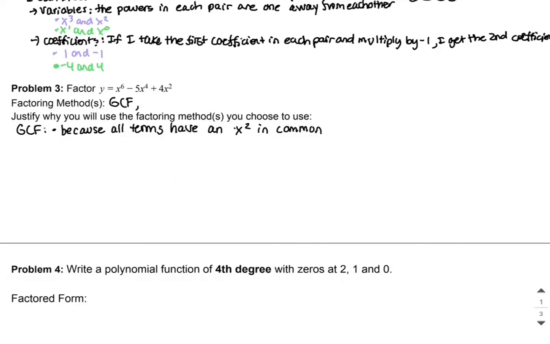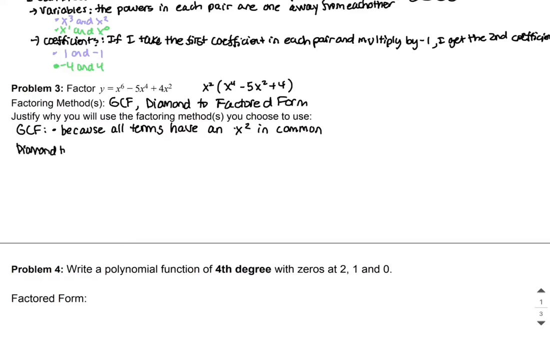And the second method that I'm going to use, after I take out x squared from each of these terms, I'll have x squared times x to the 4th power minus 5x squared plus 4. And this looks like the form I need for me to be able to use the diamond method. And specifically, I'm going to be using the diamond to factored form.